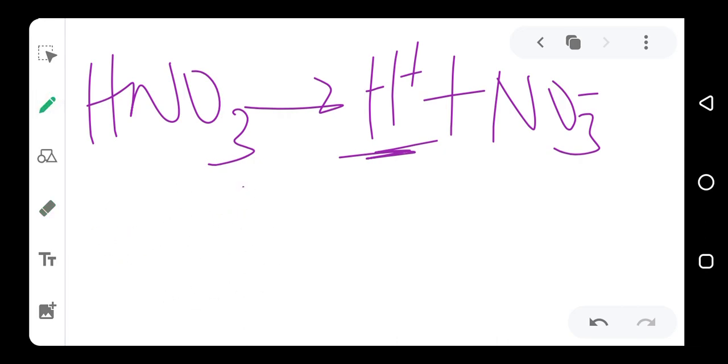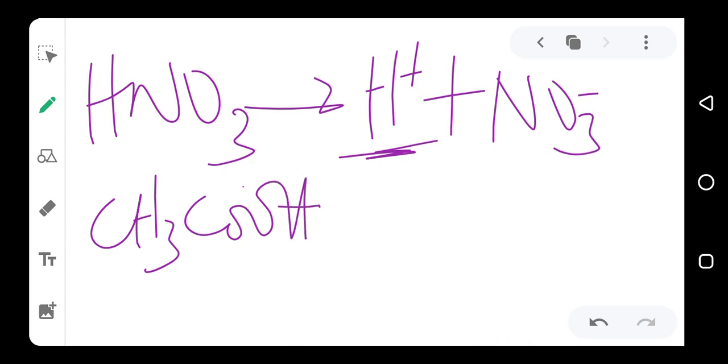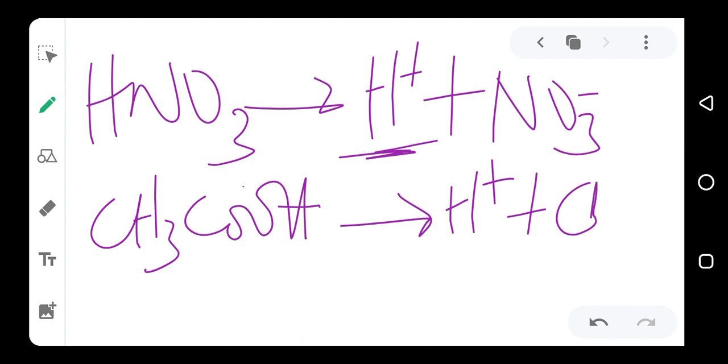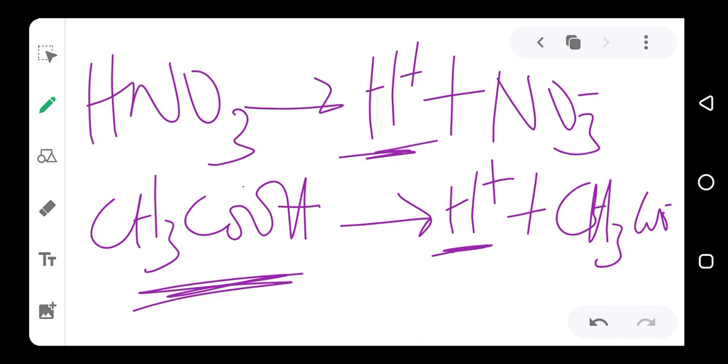Now, when we have ethanoic acid, CH3COOH, dissociating to give hydrogen ion plus CH3COO minus. Now, because of the hydrogen ion produced, this substance is an acid. So we have many of them. Any substance that when it dissociates in water produces hydrogen ion, according to Arrhenius, the substance is an acid.